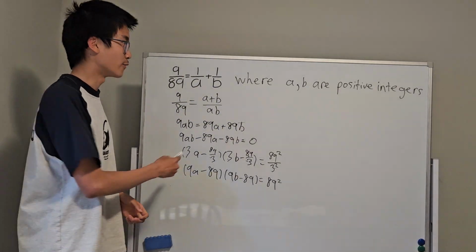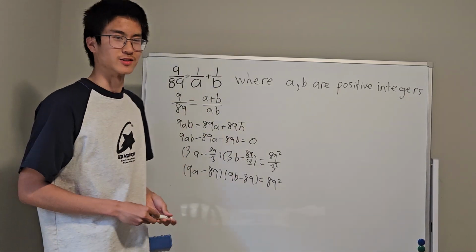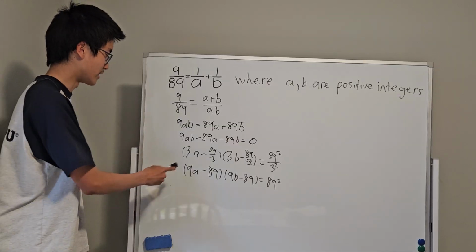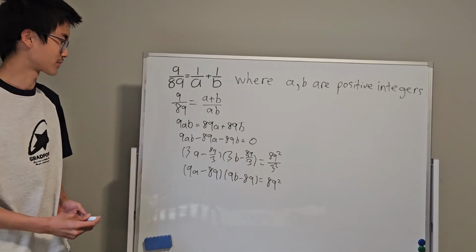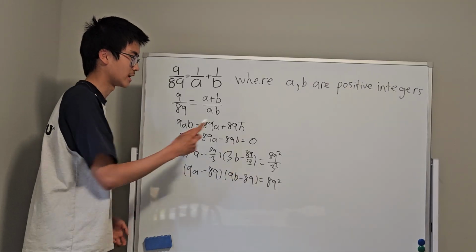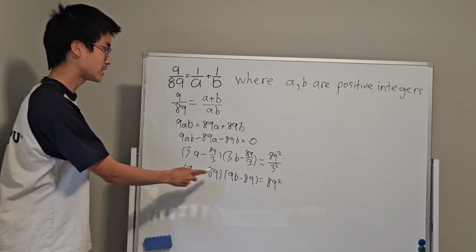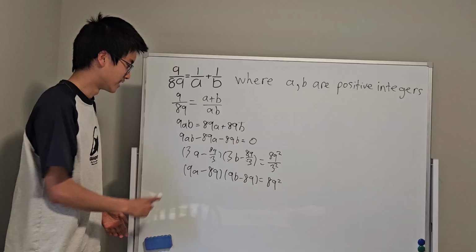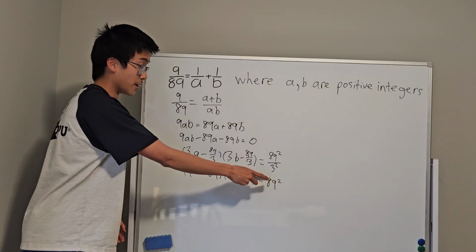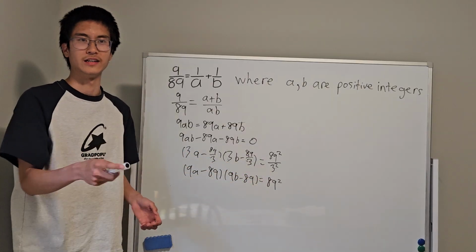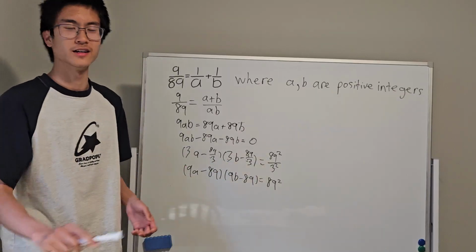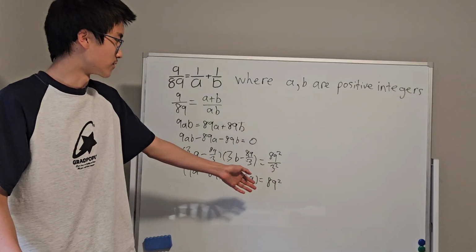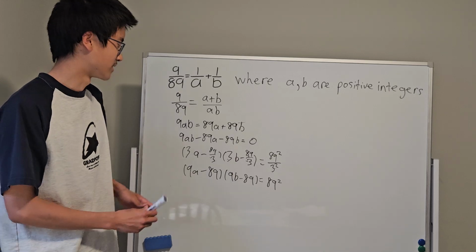Okay, so now we recall that a and b are positive integers. Therefore, 9a minus 89 is an integer, and 9b minus 89 is an integer, and their product equals 89 squared. Because both of these are integers, by definition, these must be divisors of 89 squared. So all that remains is to find the positive divisors of 89 squared.